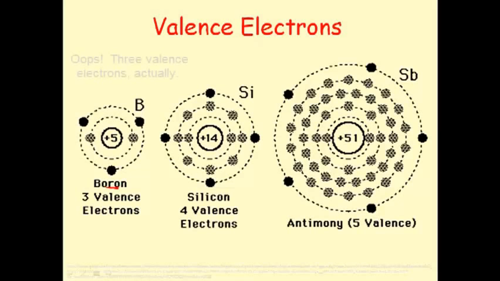Boron has 2 electrons in its outermost shell, and since the second shell can hold 8 electrons, this shell, the outermost shell of boron, is not full. Silicon has 4 valence electrons in its outermost shell, and antimony has 5 electrons in its outermost shell.